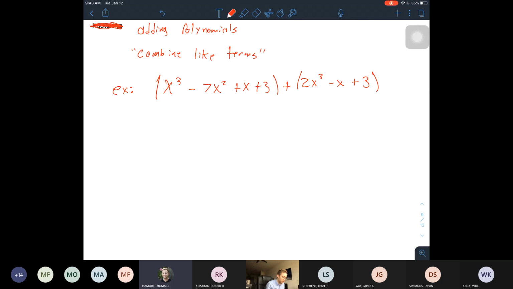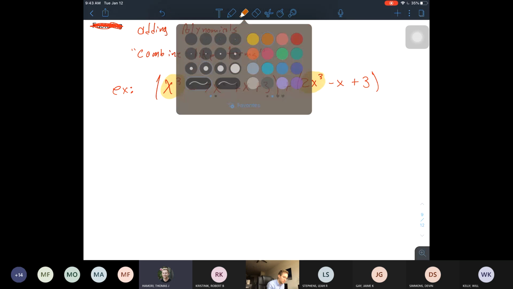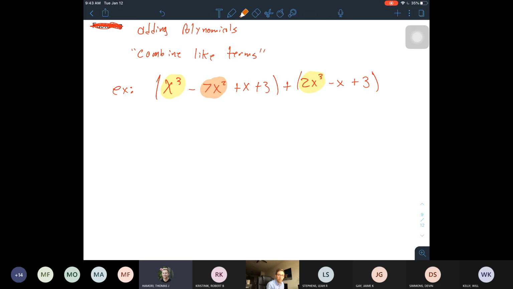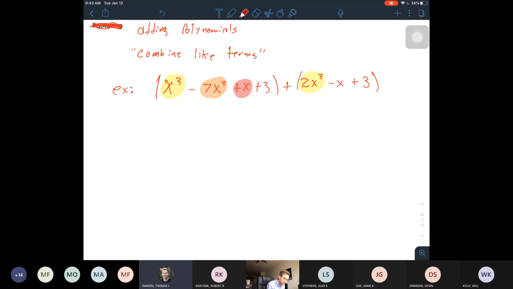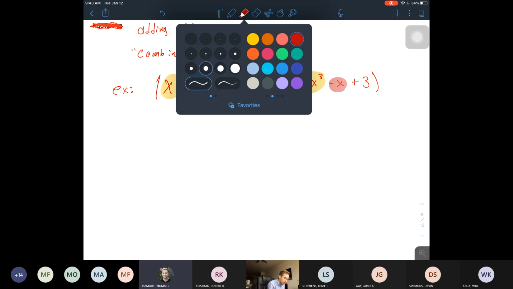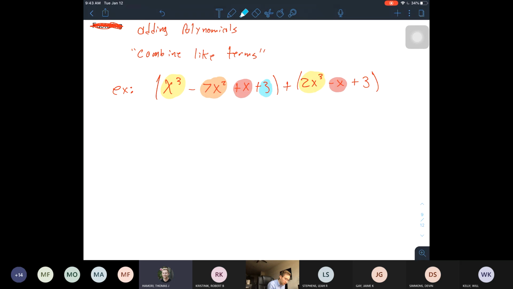Okay, so what we do is we find like terms. And when I say like terms, I mean terms with the same power of x. And we're just going to combine them by counting up however many we have of each one. So let me highlight. We'll use this red color for the x term and we'll use blue for the coefficient. So if we're going to add all these up, we should combine these like terms. So first of all, I'll do the cubes. I have x cubed and 2x cubed. Those can be combined to make 3x cubed.